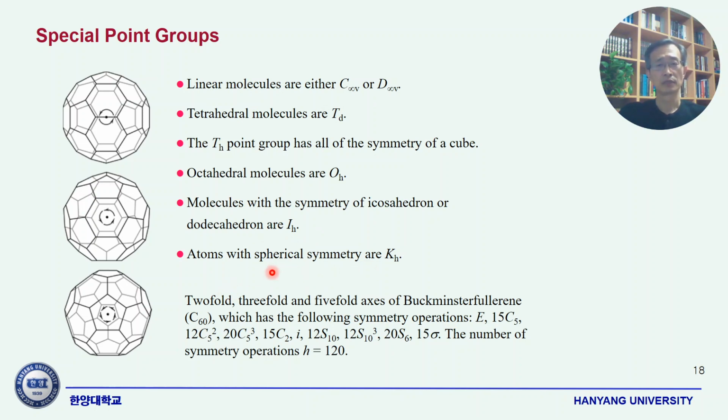And also, a special case for symmetry is a sphere. An atom is considered to be a sphere. So spherical symmetry is designated by Kh symmetry. These are all Schönflies symbols for various kinds of special point groups.